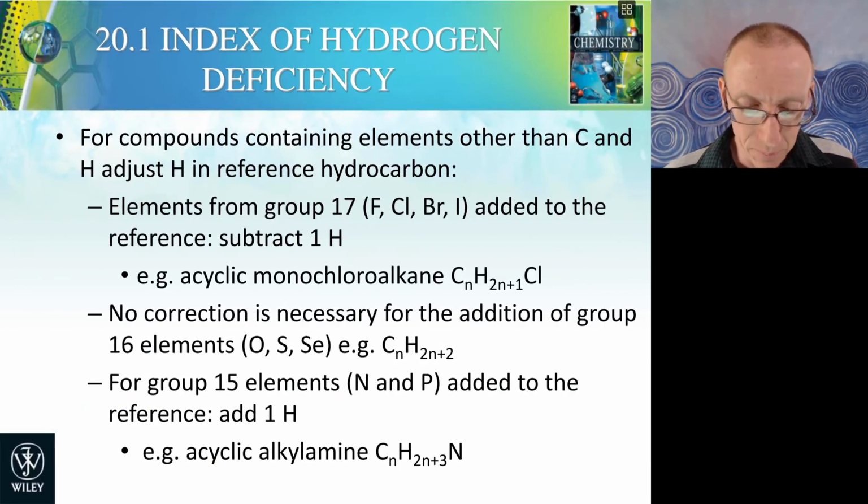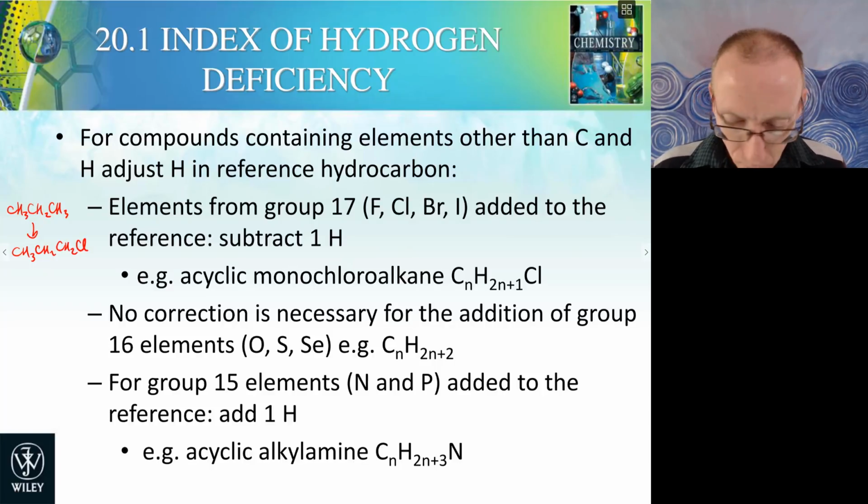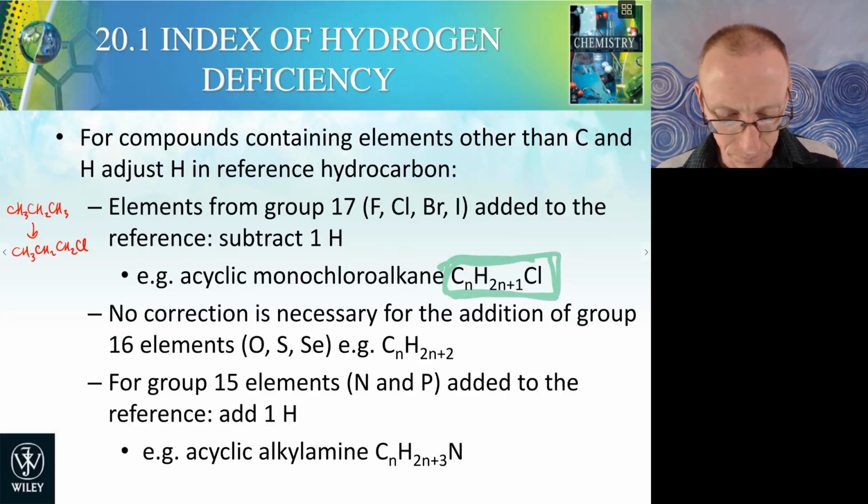So let's have a look at that in more general terms, not just with hydrocarbons. If we have molecules that have halogen in them, then we need to adjust the formula because the halogen is taking the place of one of the hydrogens. So for example, if we go from CH3CH2CH3 to a molecule that is CH3CH2CH2Cl, we've deleted one of those hydrogens and replaced it with a chlorine. So the reference formula for a monohalo hydrocarbon would have one less hydrogen than the hydrocarbon itself. And so the formula would be, for example, CnH2n+1 and then the halogen.